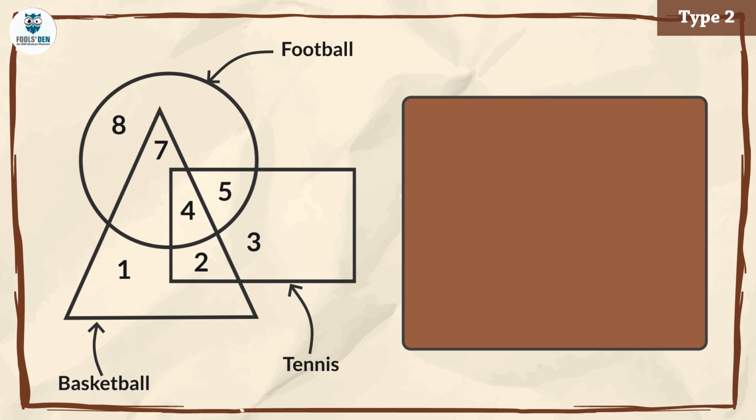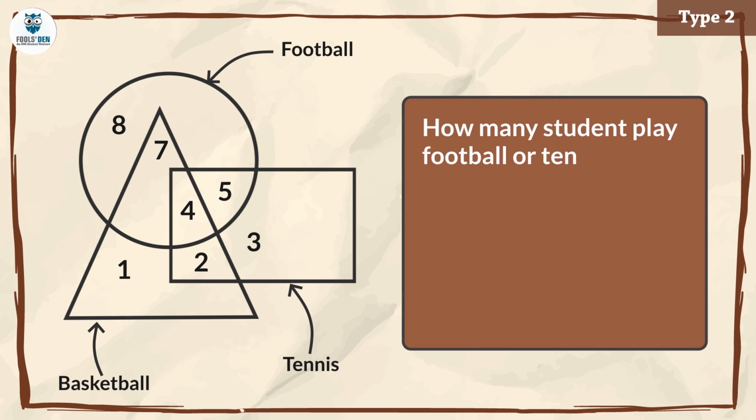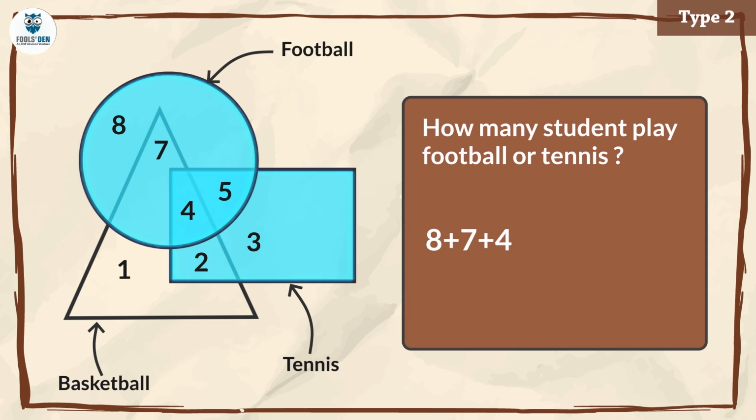And the last question, how many students play football or tennis? Now we have got a concept here. Or always means you have to take the union of the figures. That is, football or tennis means you have to take all these areas. So your answer would be 8 plus 7 plus 4 plus 5 plus 2 plus 3. So the final answer is 29. So 29 people play football or tennis.